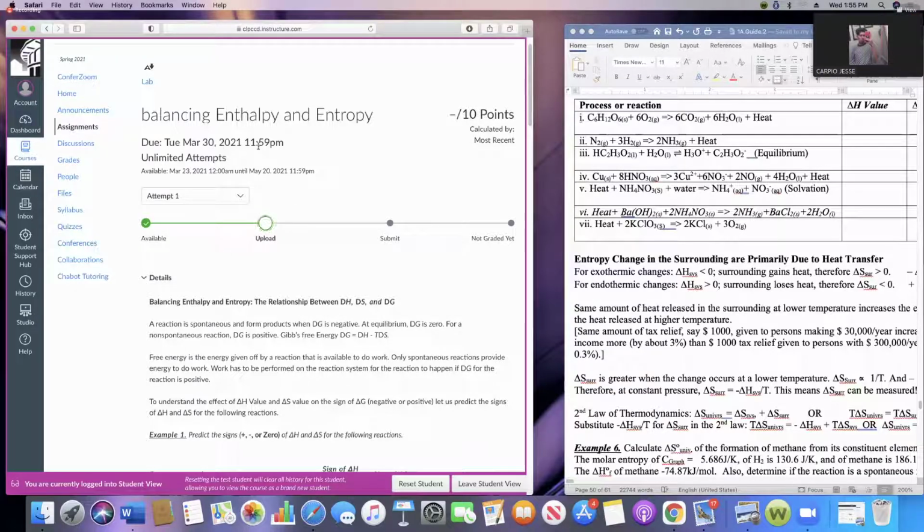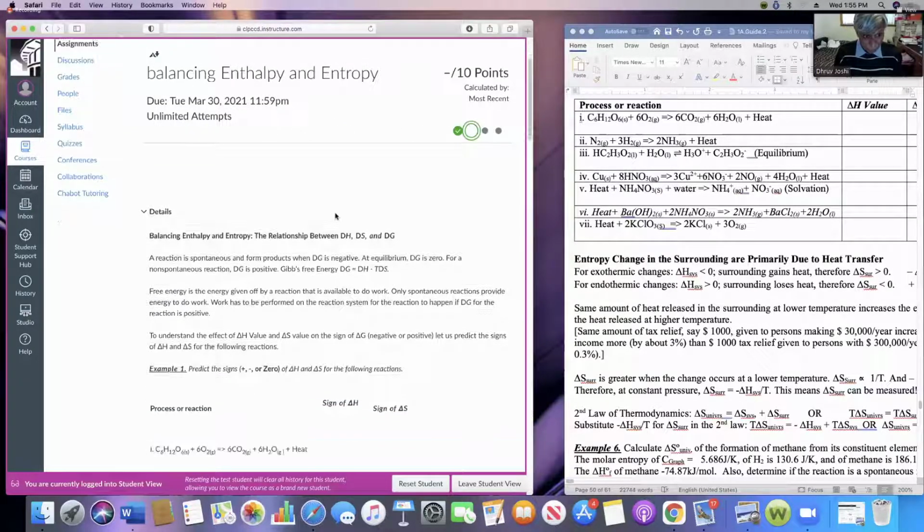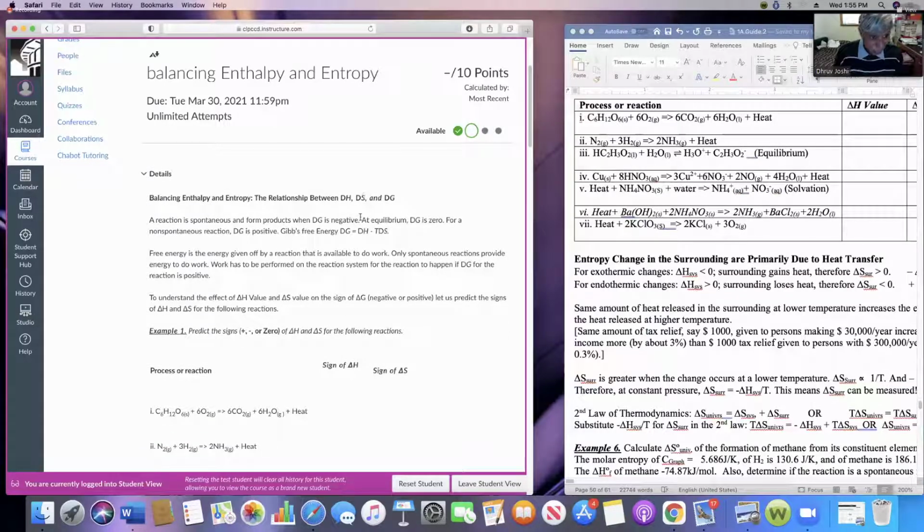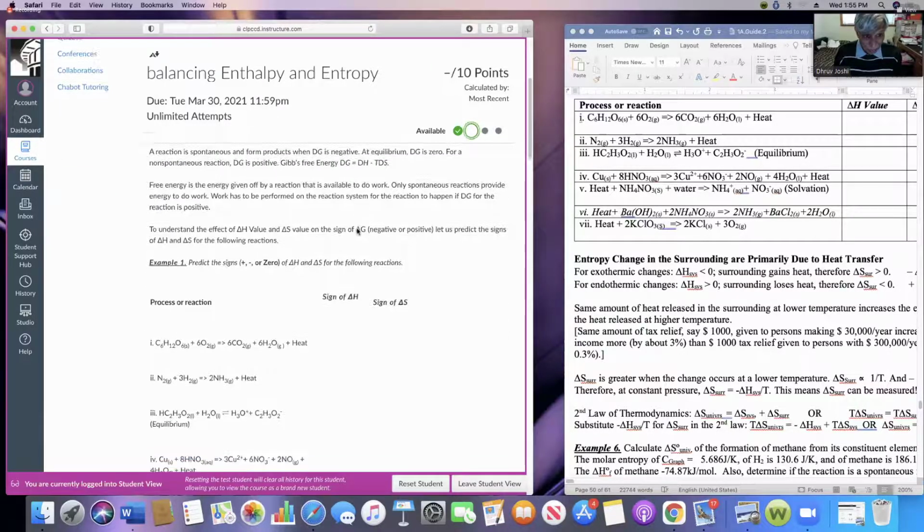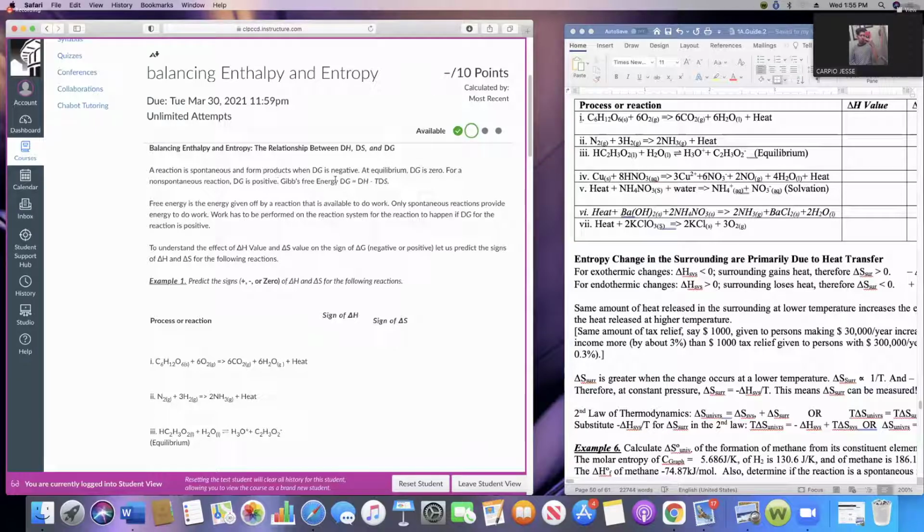Due Tuesday, March 30th. So next week, you have a week to get this done. And what are you going to do? That's what we're going to talk about. A reaction is spontaneous and forms products when delta G... I try to change it, but it just does not change. It should be delta G. Well, we are talking about something else here that we have not talked about.